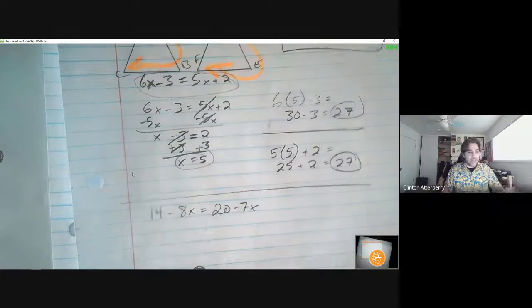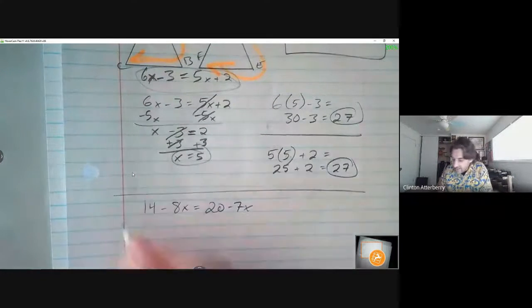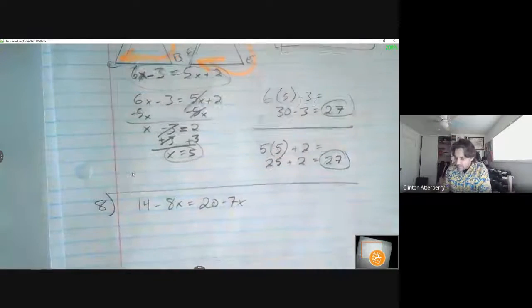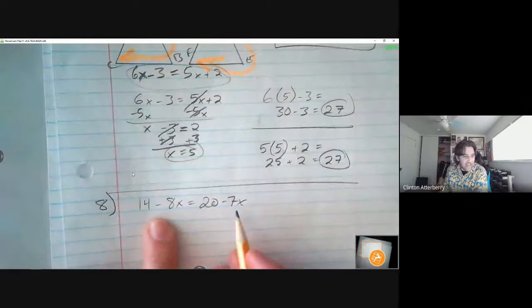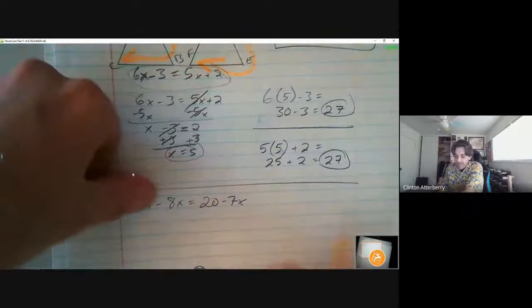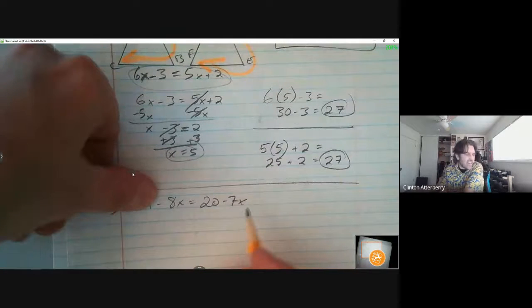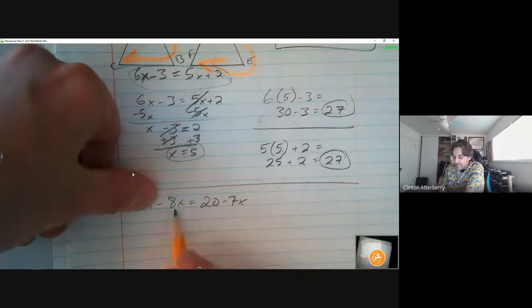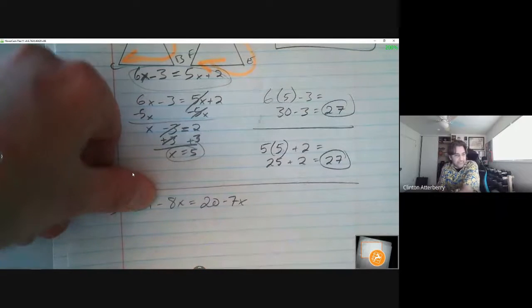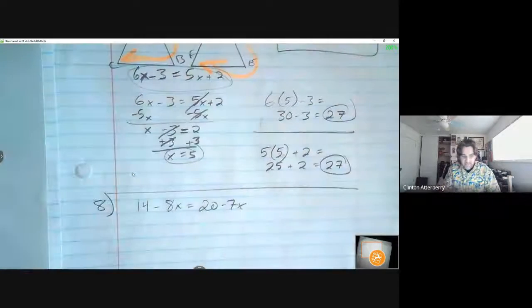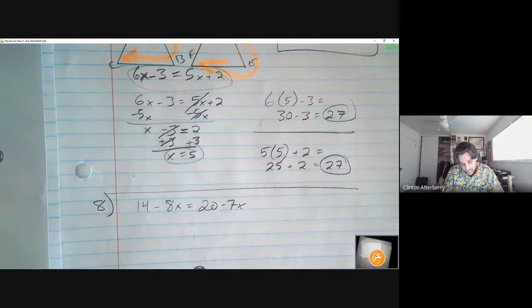So here's my question, and this is where it gets very tricky. This is your question 8. If you have a negative, I see this as not minus 8x, I see it almost as if you're adding a negative 8x. I see this as a negative 8, and I see that as a negative 7. So between negative 8 and negative 7, which one is actually less or smaller? 7 is a smaller number than 8, but negative 8 is smaller than negative 7.